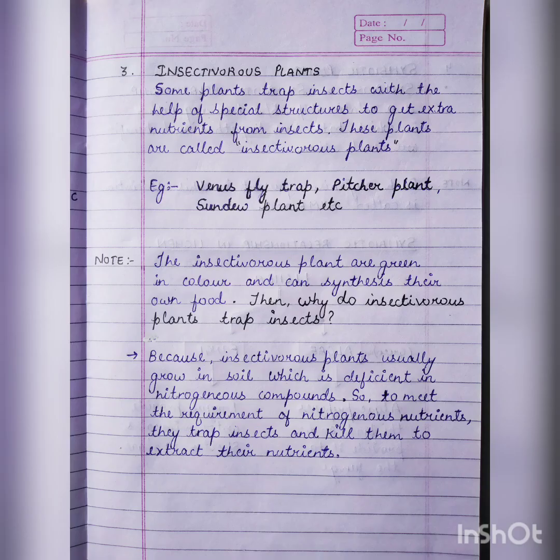Next, insectivorous plants. There are some plants that trap insects, they kill them and obtain nutrients from them. These plants are called insectivorous plants. Insectivorous plants are usually green in color, but they grow in soil which is deficient in nitrogenous nutrients. So to meet the requirements of the nutrients, they trap and kill insects so that they can obtain nutrients from them. So you can write about insectivorous plants as shown on the screen.